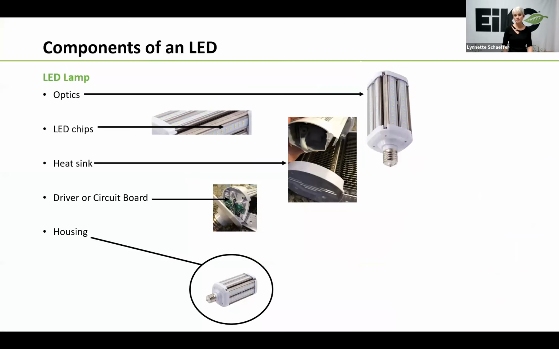And also, just as a reminder before we dig into this, all LEDs consist of optics, chips, heat sink. They do require a driver or a circuit board or something that will regulate the voltage. And of course, they have a housing too. Now, I do realize that some LED replacement lamps can work on existing ballast, which we will deep dive into a little bit later on in this video.